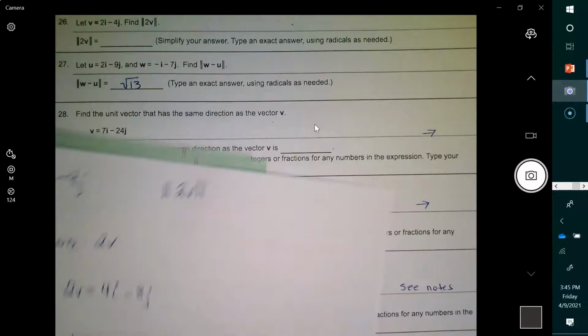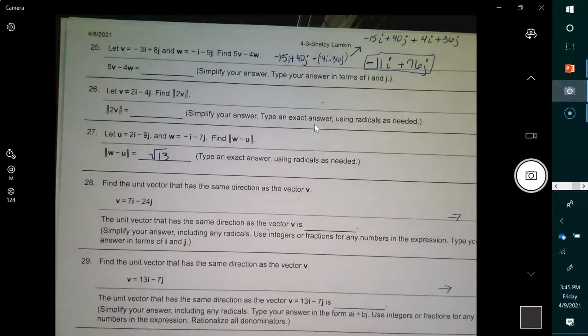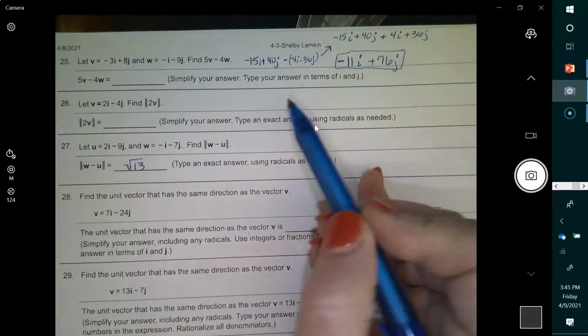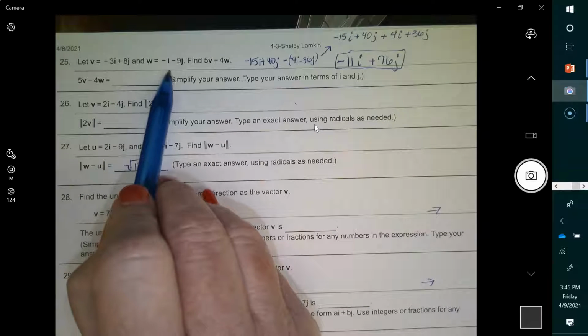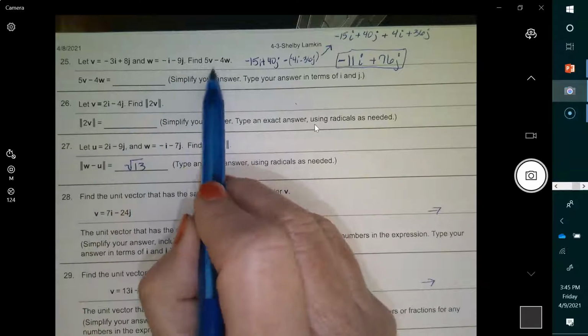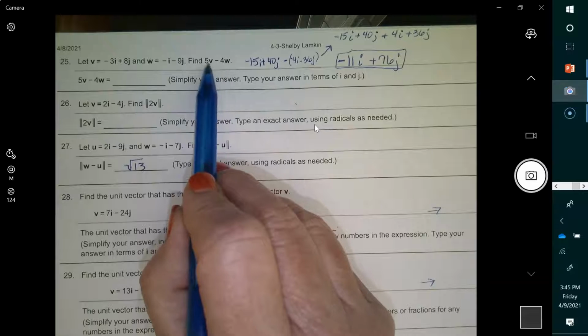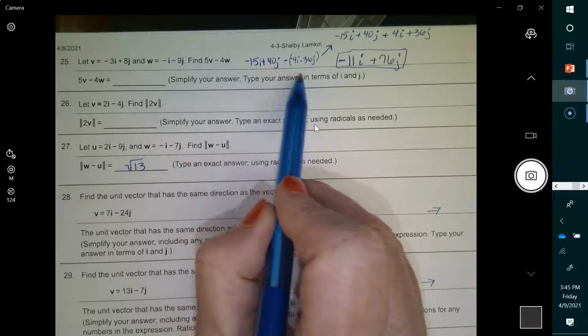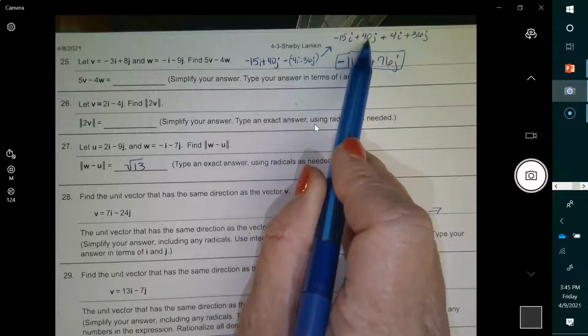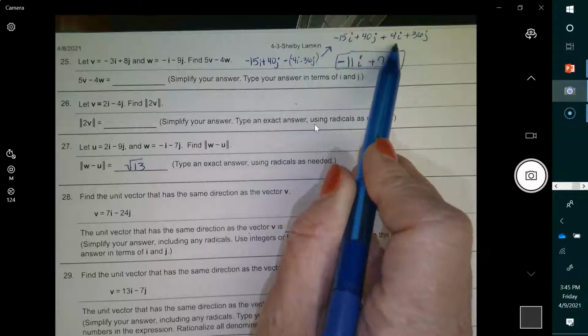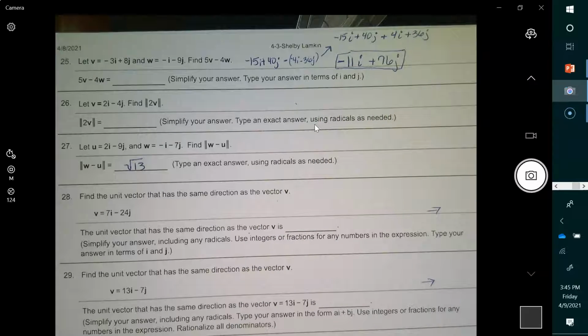Number 25, worked out right here. It says let v equal negative 3i plus 8j and w equal negative i minus 9j. So I'm going to multiply each of these by the scalar, and then I'm going to subtract them. And this is what I get. This is where I've multiplied the first one by 5 and the second one by 4.